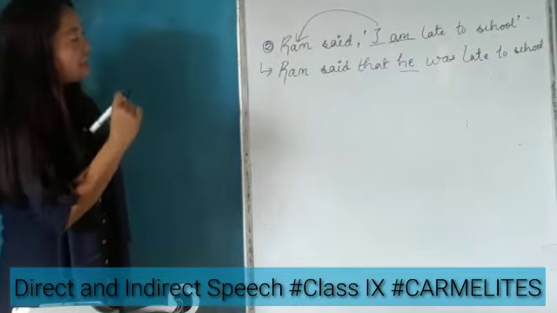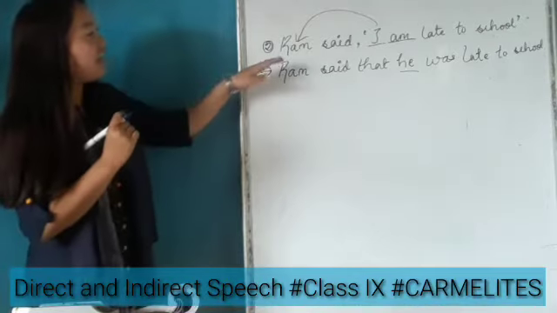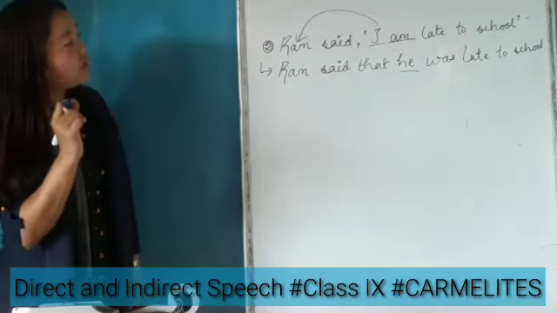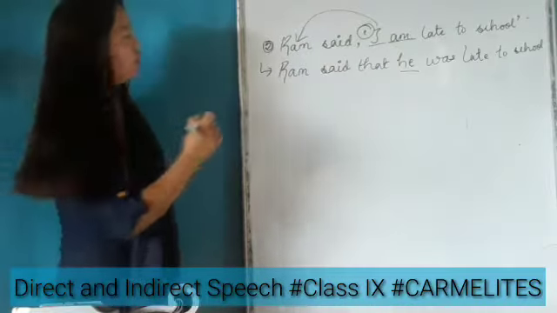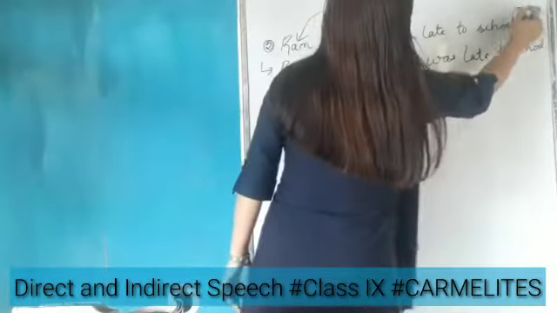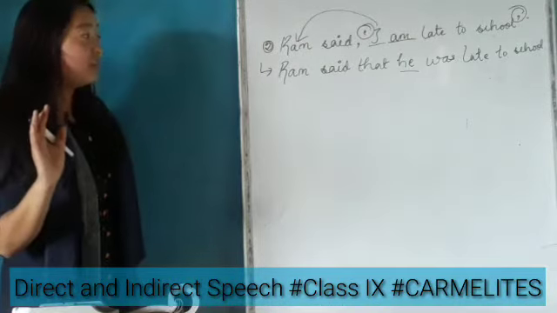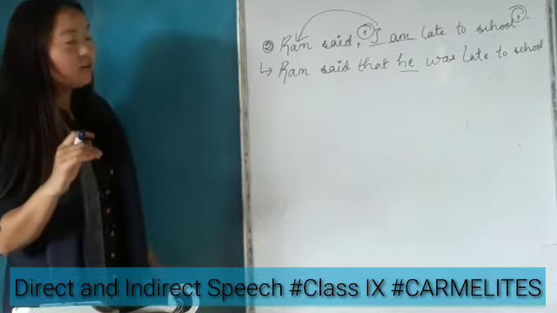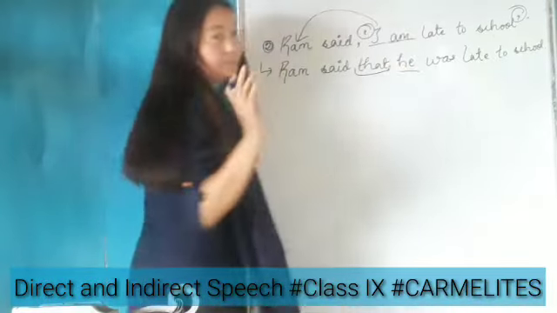Whenever you are writing direct speech and indirect speech, you have to be very clear that in direct speech you use inverted commas, but in indirect speech there will not be any inverted commas. In place of inverted commas, you sometimes use a conjunction or the relative pronoun that.